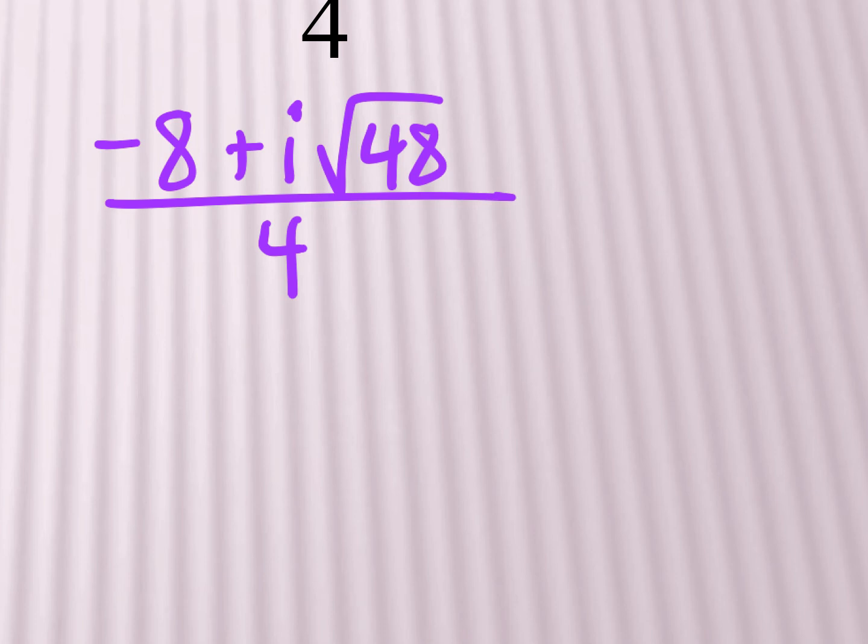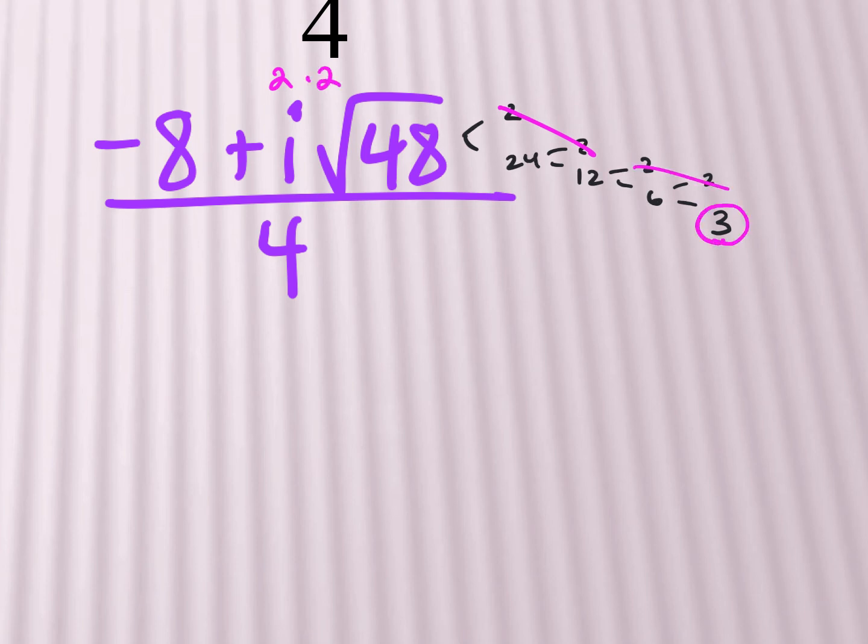Okay, now what? The 48. So 2 and 24, 2 and 12, 2 and 6, 2 and 3. Then what? One pair of 2's goes to the outside. A second pair of 2's goes to the outside. There's only a 3 underneath.